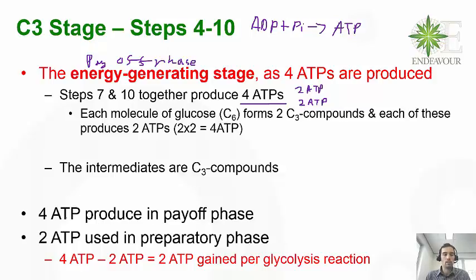Overall, in our payoff phase, there are 4 ATP being produced and 2 are used in the prep phase. This gives us an overall gain of 2 ATP every time we do the glycolysis reactions, which, remember, consist of these 10 steps.